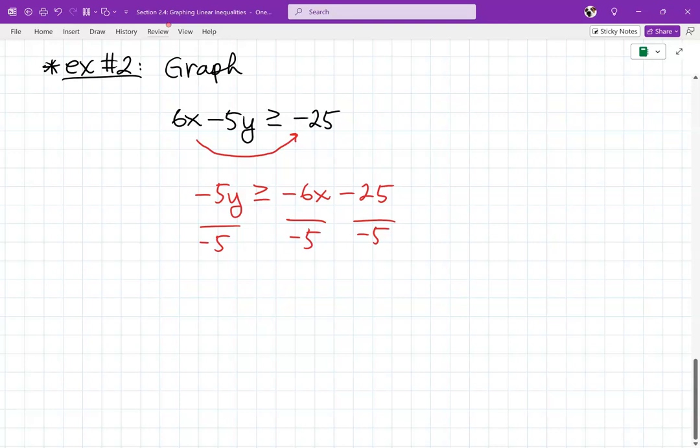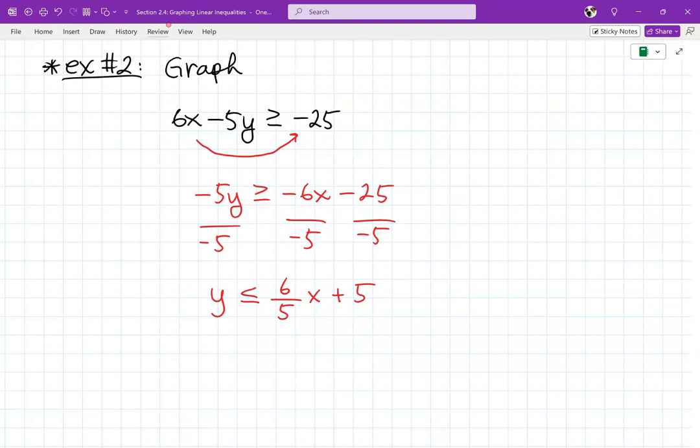What am I supposed to do? Make things positive. What else, though? Yeah, flip that symbol, right? Instead of greater than or equal to, it should be less than or equal to. So y is less than or equal to 6/5 x plus 5. Now notice, this thing says 6/5 x plus 5.